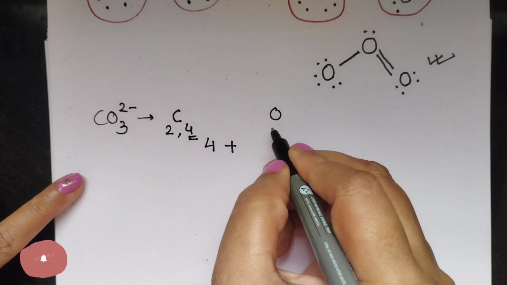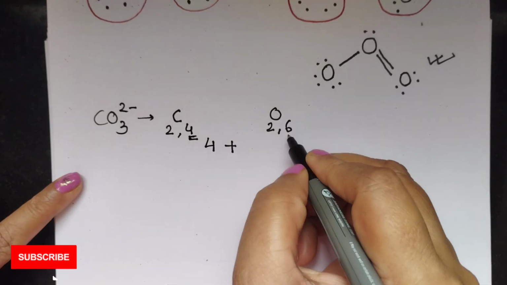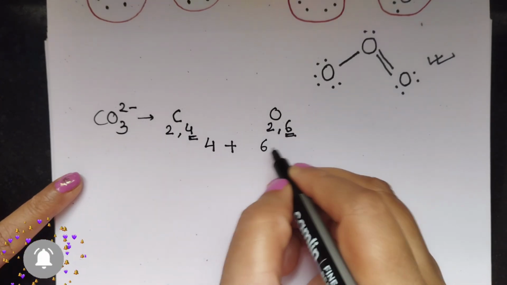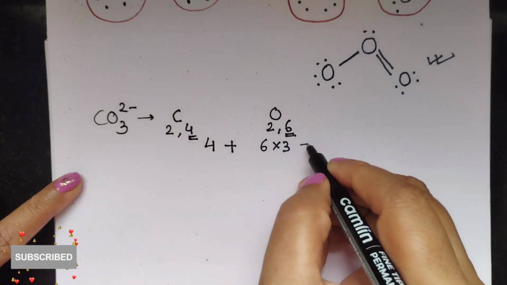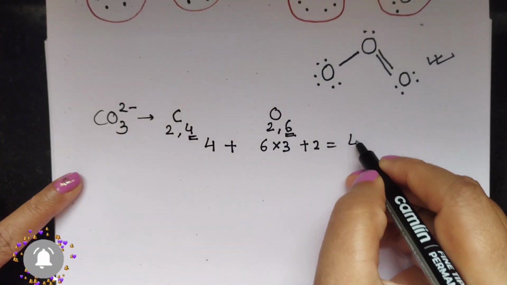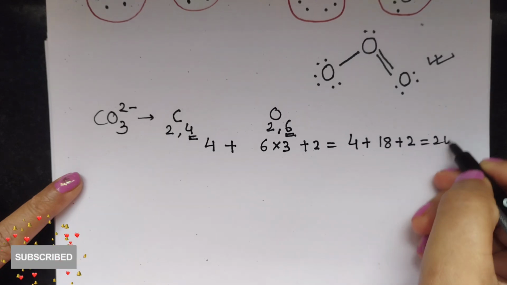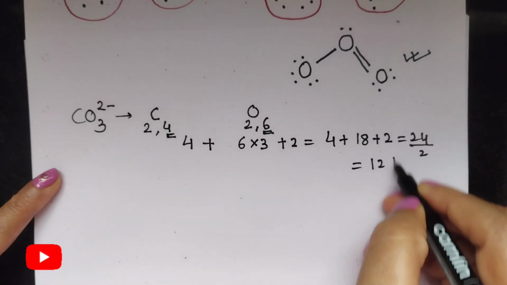Oxygen atomic number is 8. So electronic configuration will be 2 and 6. So the valence electrons are 6, but there are 3 oxygen atoms. So it will be 6 into 3. And there is a 2 negative charge. So plus 2. So this will come to 4 plus 18 plus 2, that is 24. Now I will divide this by 2. So I will get 12 bond pairs.